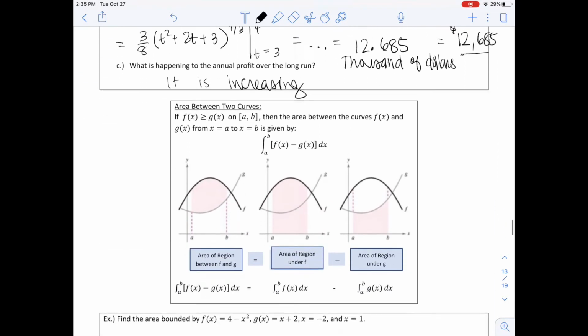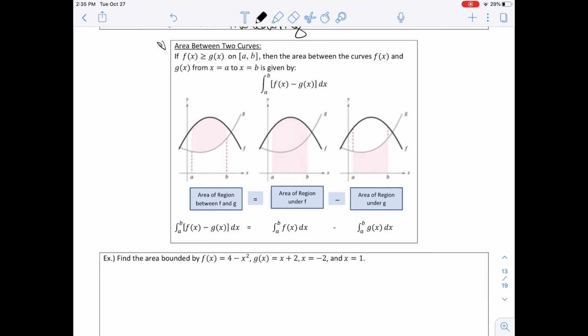So the next box that we have down here, we are going to go ahead and star. And this is the area between two curves, rather than between the curve and the x-axis. So it says if f of x is greater than g of x on the interval from a to b, then the area between the curves f of x and g of x from x equals a to x equals b is given by, and I want you guys to notice it's the upper equation minus the lower equation. And that's always going to be it.